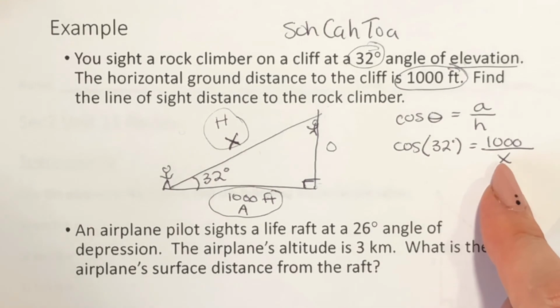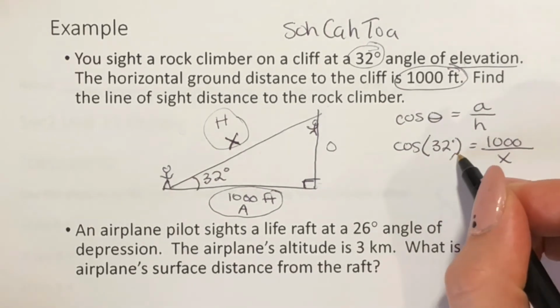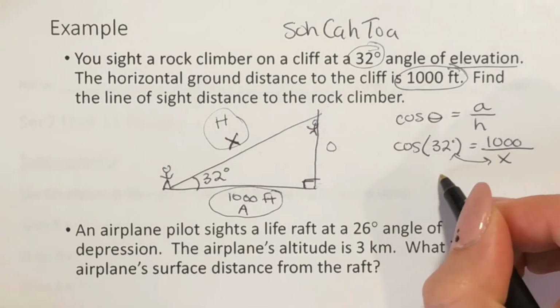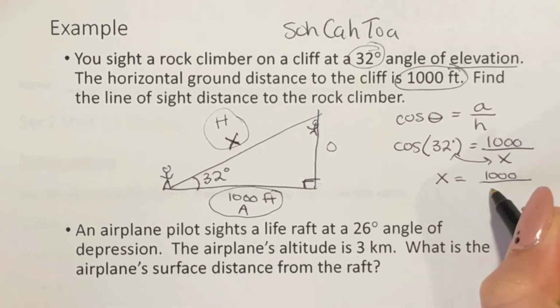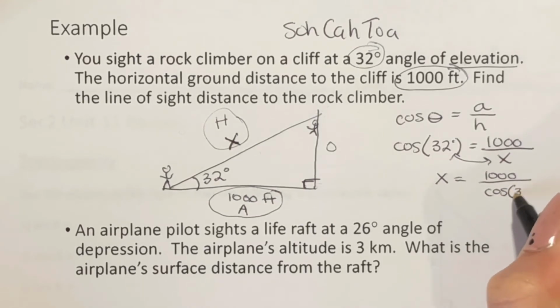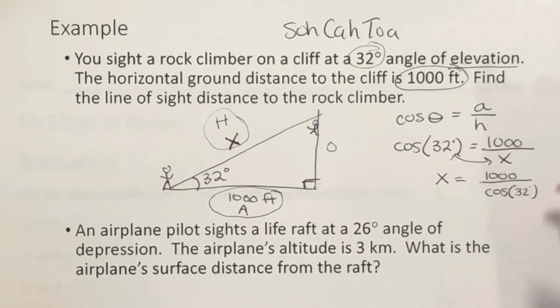If you remember back to our previous day, when x is in the bottom, the little trick is you just switch these places. So x is going to come out here, and then you're going to have 1,000 divided by cosine of 32 degrees. So we're just switching their place. And then this is what you're going to throw into your calculator to get your answer.